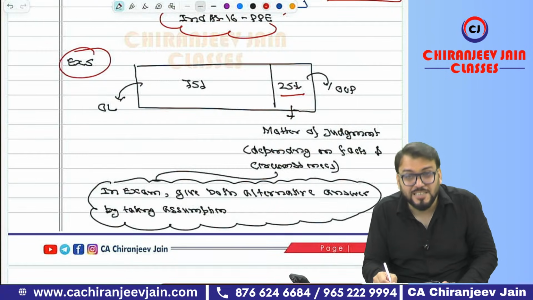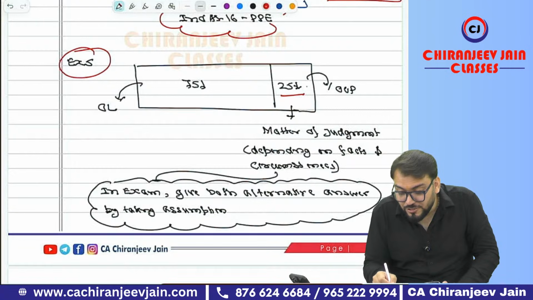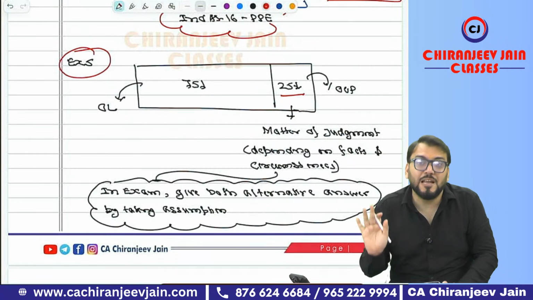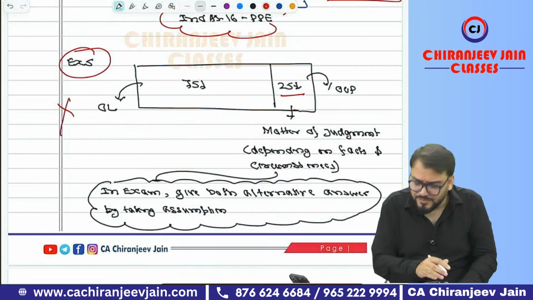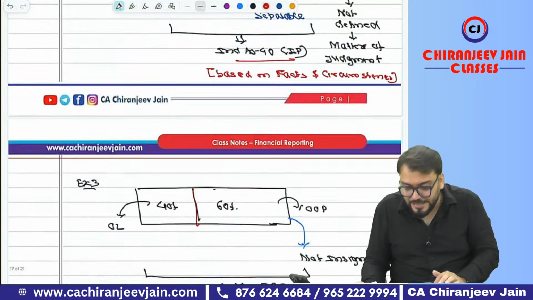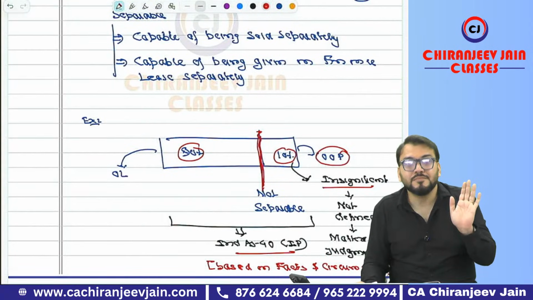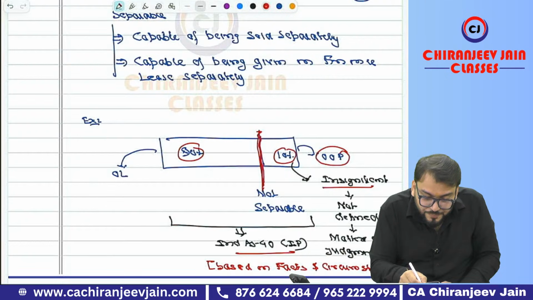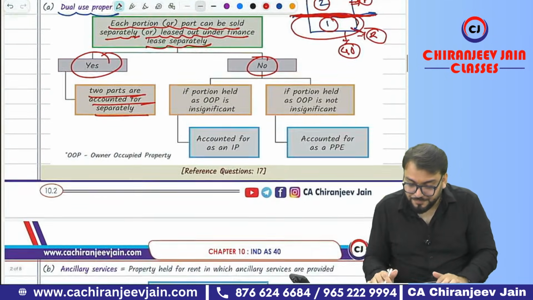If 25% is insignificant, then it will be investment property. But if it is not insignificant, then it will be property, plant, equipment. But this type of question they will never ask in exam. They can ask this, they can ask this. Understood? Yes, sir.